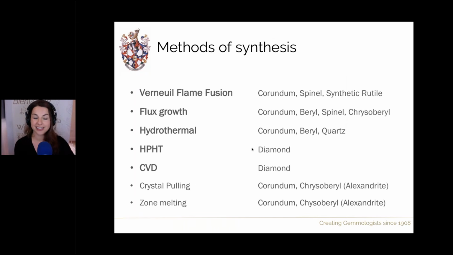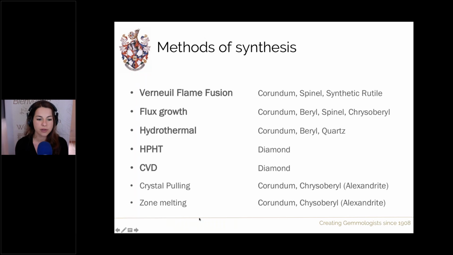So here is a summary of the different methods of synthesis. These are the ones that are mainly used within the gem industry today. We have Verneuil flame fusion, which creates a number of different types of gems, flux growth, and hydrothermal. Then we have HPHT and CVD, which create diamonds and diamonds only. And then we also have crystal pulling and zone melting for corundum and chrysoberyl as well.